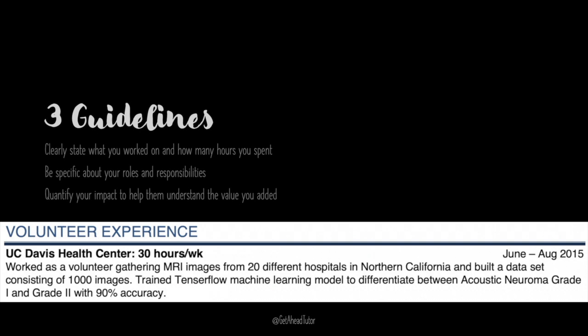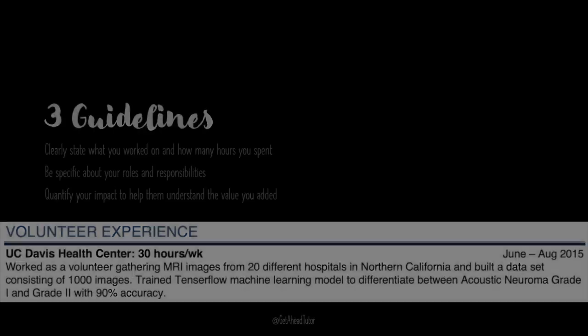They had to reach out to hospitals to gather images, and then they had to train a machine learning model using those images. Lastly, they make it very clear what the impact of their work was by using lots of different numbers: 20 different hospitals, 1,000 images, and 90% accuracy. All of these things help the user really get a strong understanding of what the person did during their volunteer experience and what the impact of that work was.